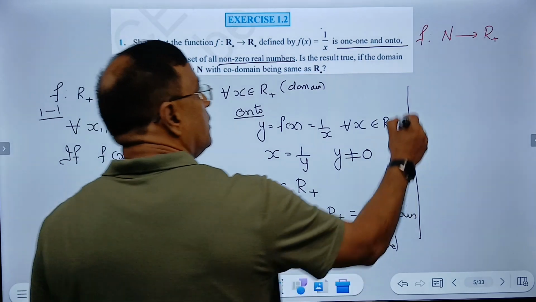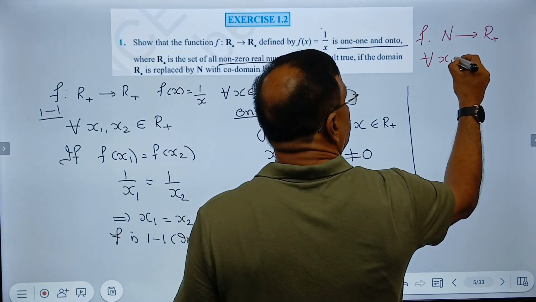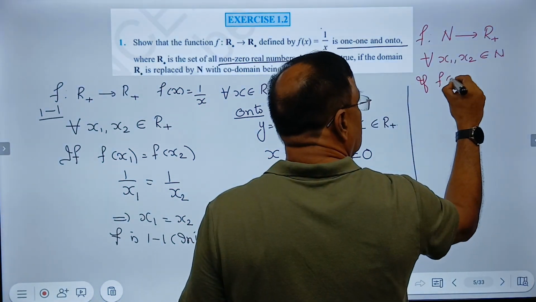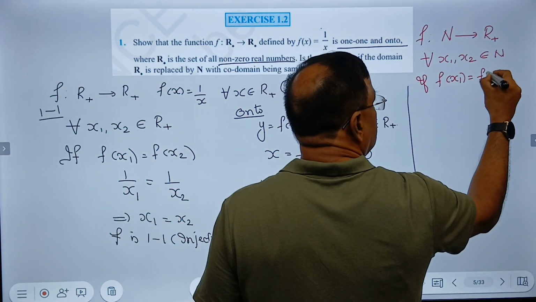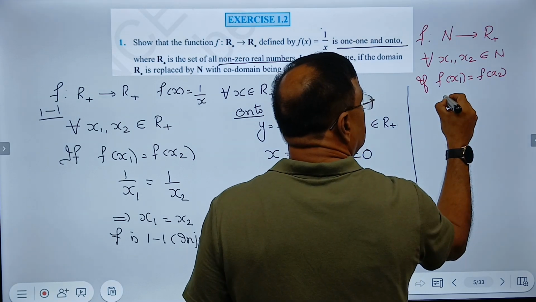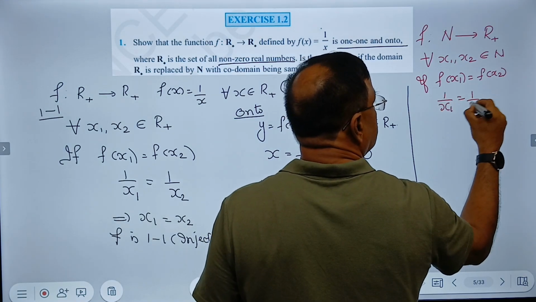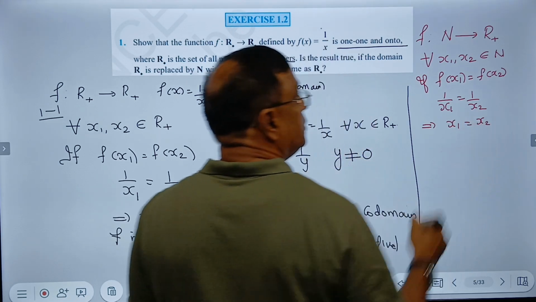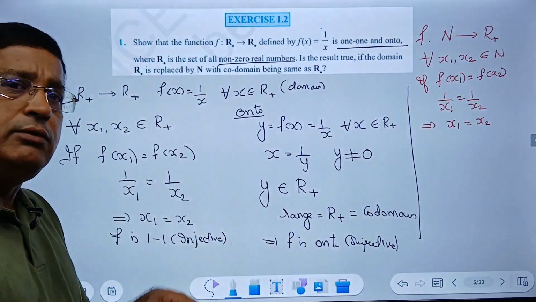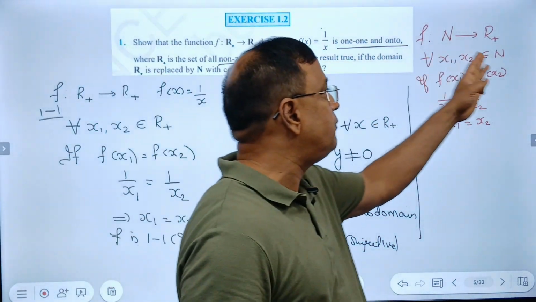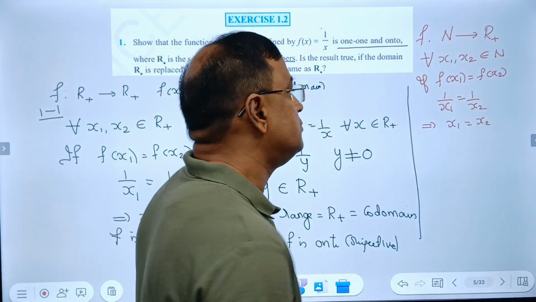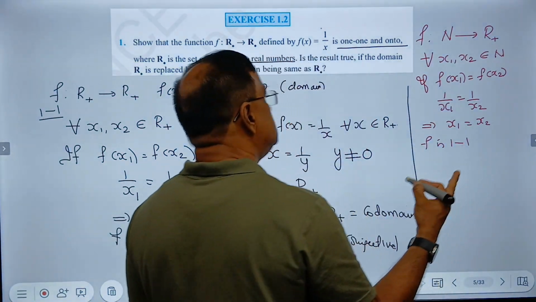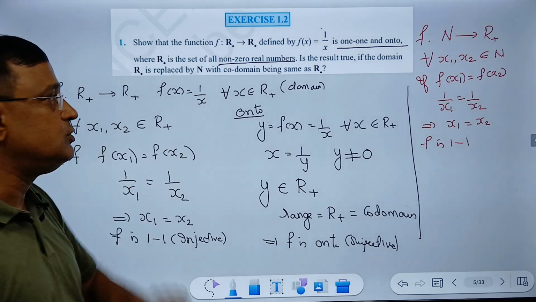Let us see. For every x1 and x2 belonging to natural numbers, if f of x1 equals f of x2, that means 1 by x1 equals 1 by x2. Obviously, you can say x1 equals x2. If f of x1 is not equal to f of x2, x1 will not be equal to x2. If this is true, then you can say f is 1 to 1. There is no change. Whether it is R plus or N, it makes no difference to me.